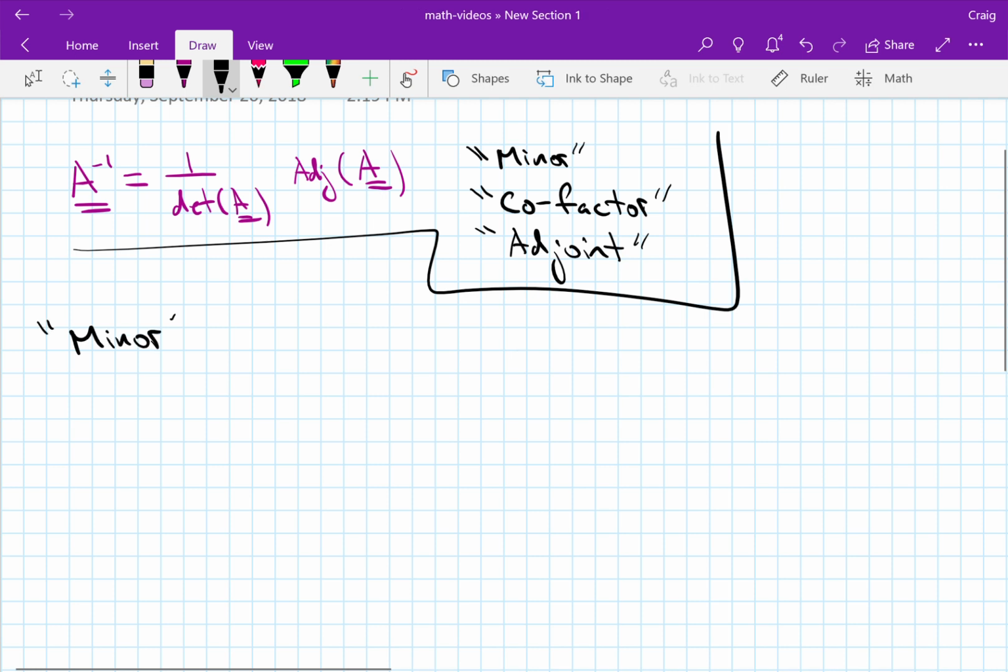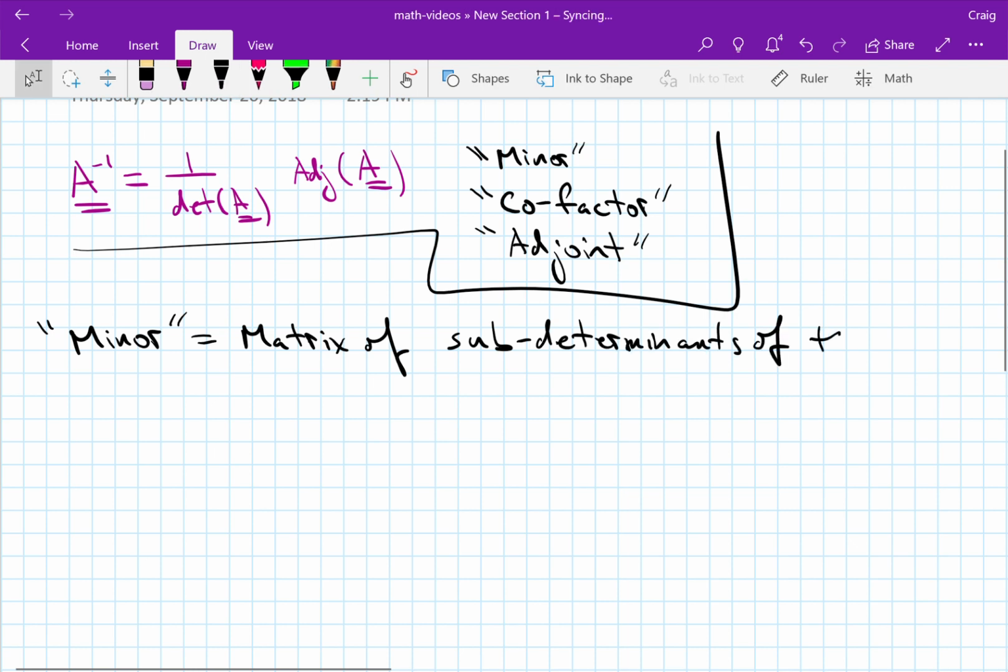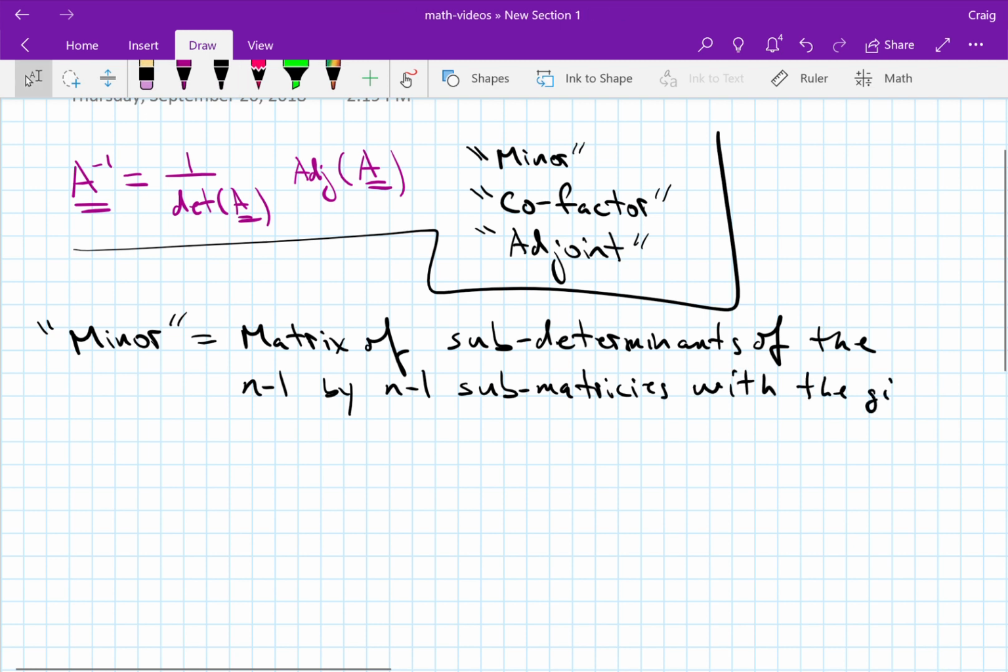is the matrix of subdeterminants of the n minus 1 by n minus 1 submatrices with a given row and column removed.